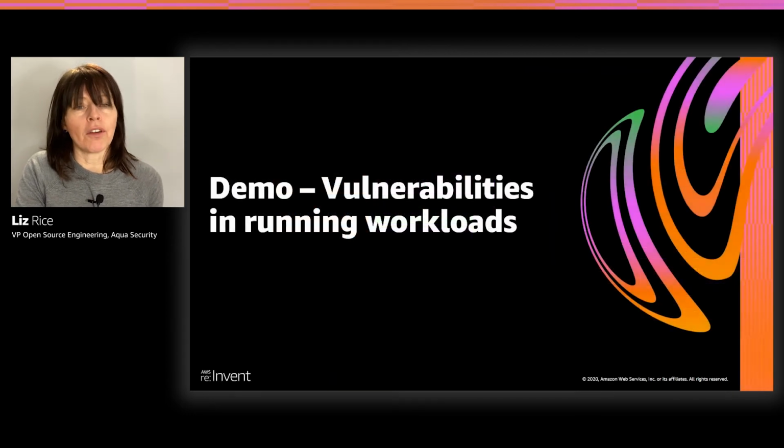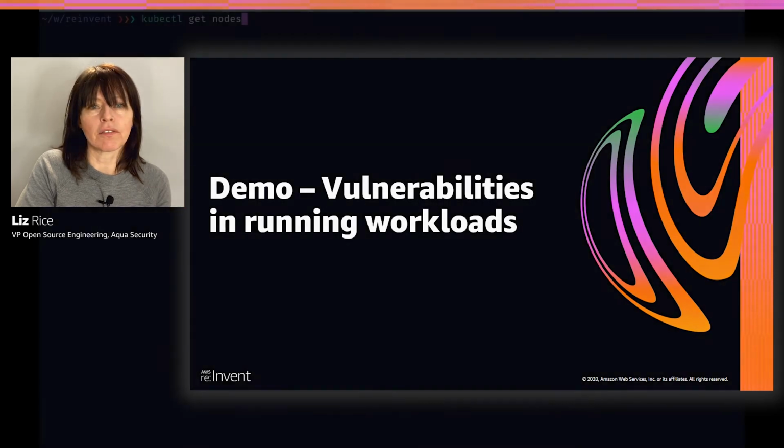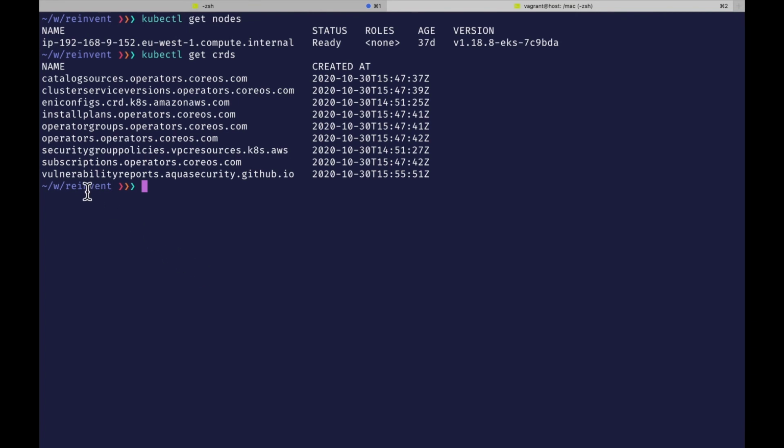So let me show you a Kubernetes cluster running with the Starboard Operator, and you can see how this vulnerability information gets automatically populated and made accessible through those Kubernetes interfaces. I've got a single node EKS cluster running here, and if we take a look at the custom resource definitions, you'll see I've installed Starboard, and that has created this definition of vulnerability reports. And we can also see that the Starboard Operator is running in this cluster.